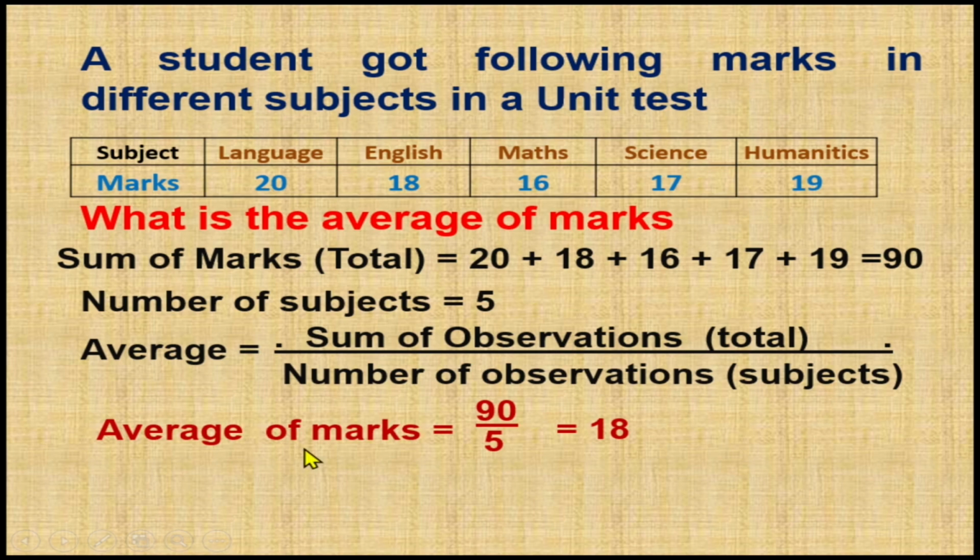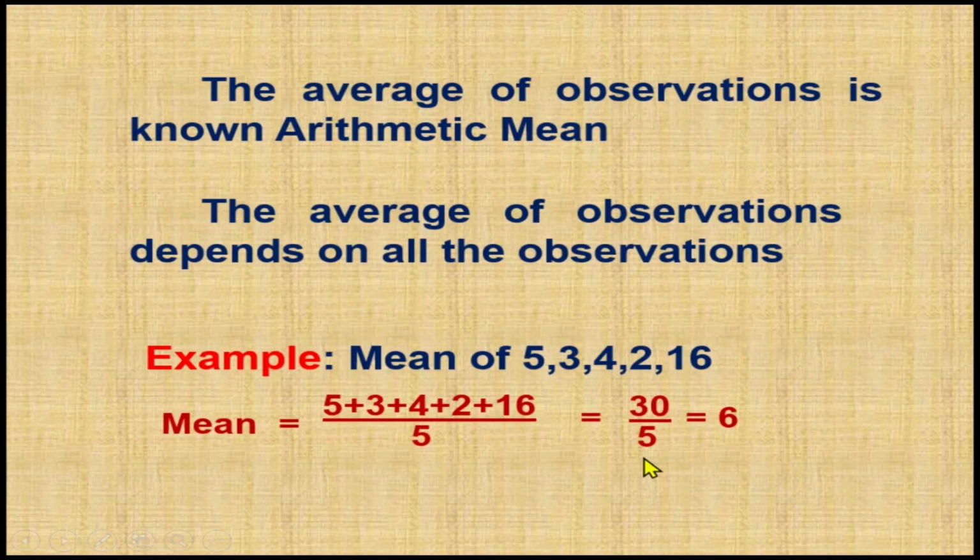So, the average marks of that student is equal to how much here? 90 by 5, which is 18 marks. Are you clear, children? So, in this case the average is 18. You have observed the average of chocolates in the previous case, and now the average of marks, isn't it? Now, what do you call this average? The average of observations is known as the arithmetic mean in general.